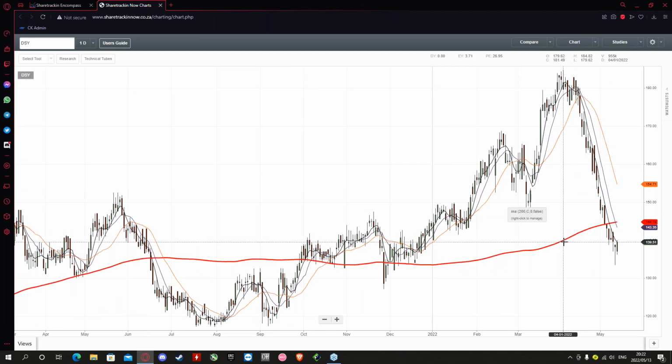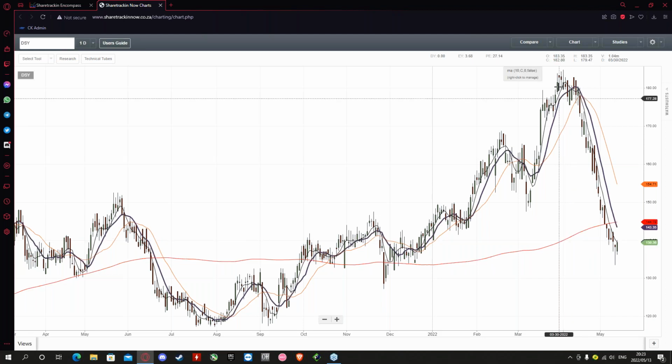Remember in the beginning when I told you HCI is 100% above your 200 moving average. That might happen to HCI. It might retrace like this.